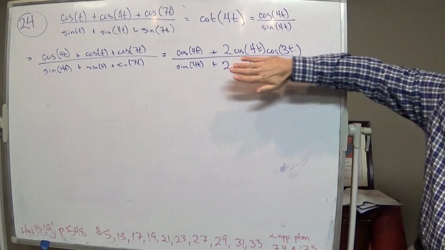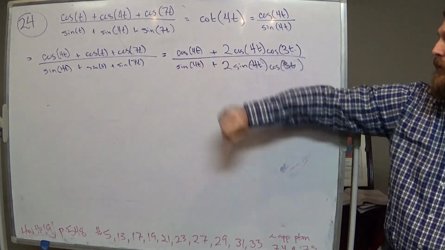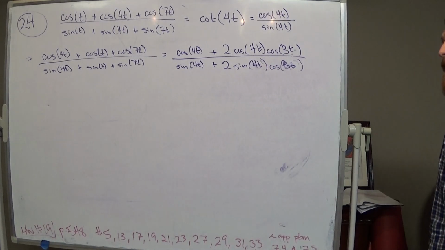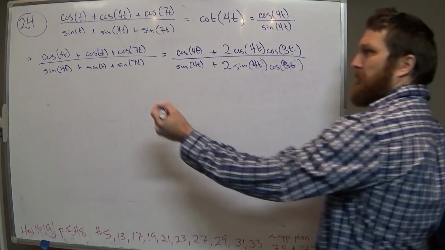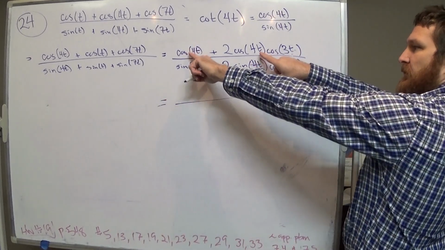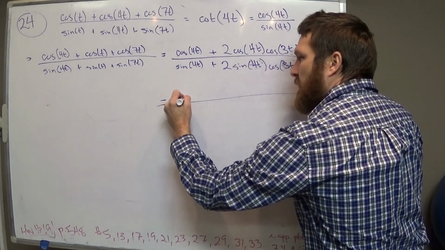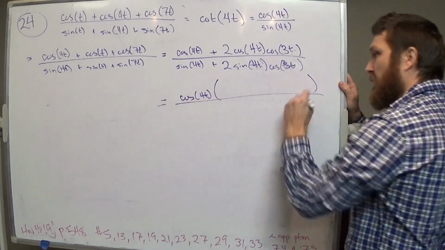Yeah, because this entire thing would be in the denominator, and so you'd have this thing over this plus that over this. And you can factor out a cosine of 4t at the top. Okay, so I could, yes, because we have a cosine 4t here and here. And so cosine 4t comes out, leaving me what in the parentheses?